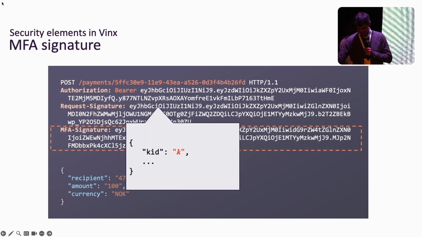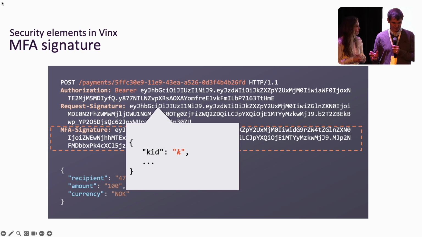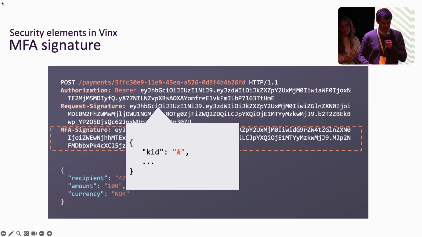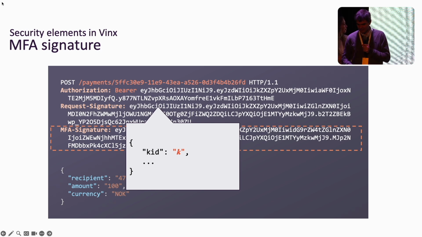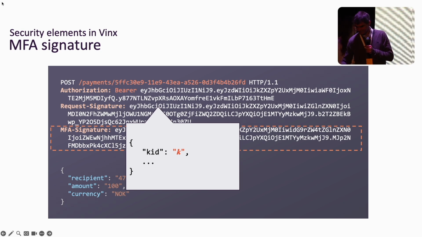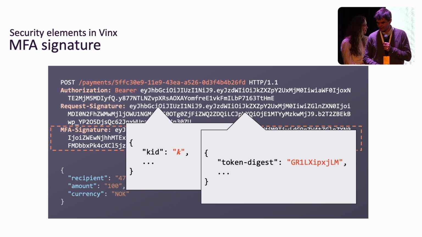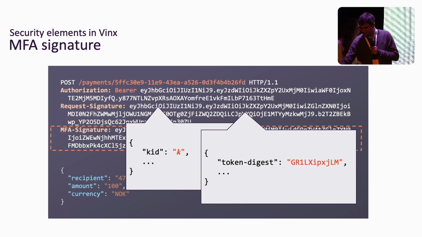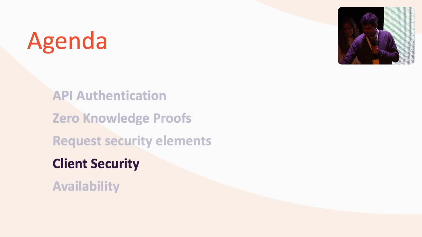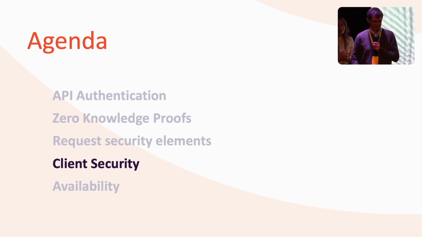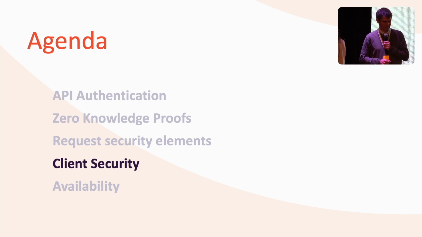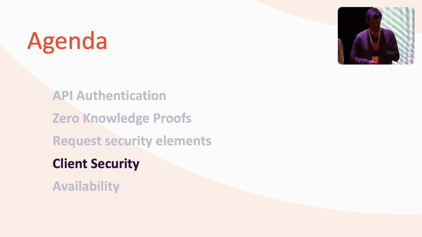And you have this MFA signature that is connected to the shared secret that is calculated during the login. And it is linked to the access token, so you can't take that and reuse it with a different access token either. Yes, so this was just a quick tour of how it actually looks when you make a request to the Vipps backend, and how all these elements are linked together.